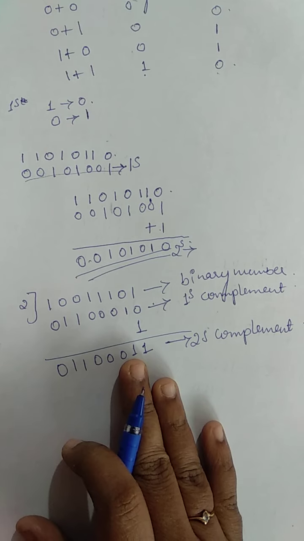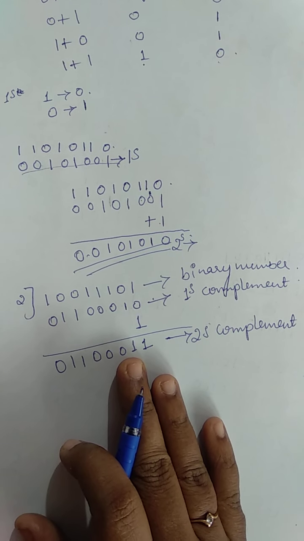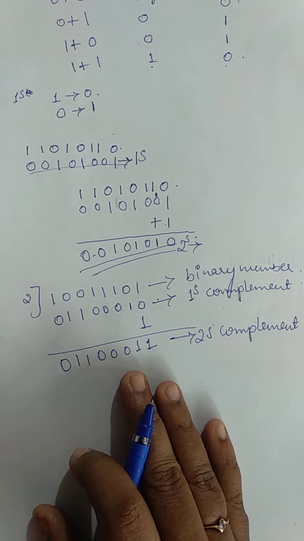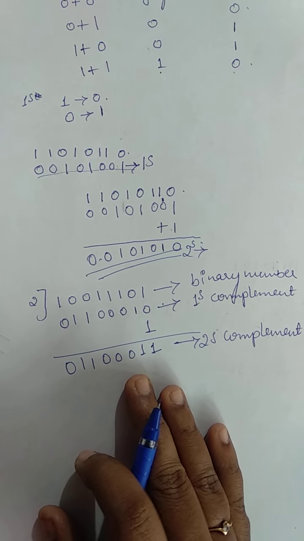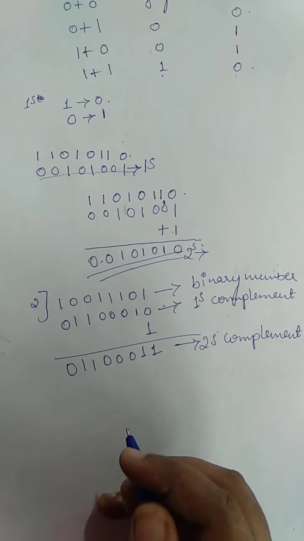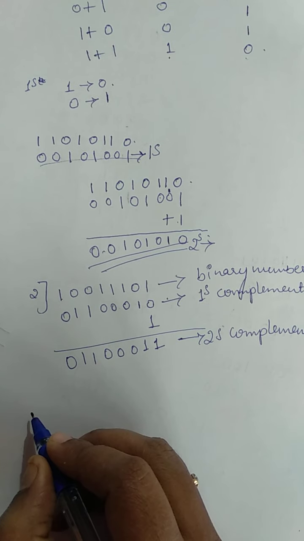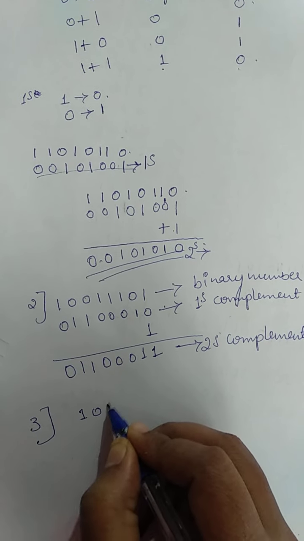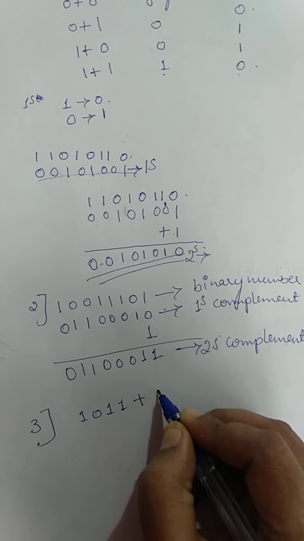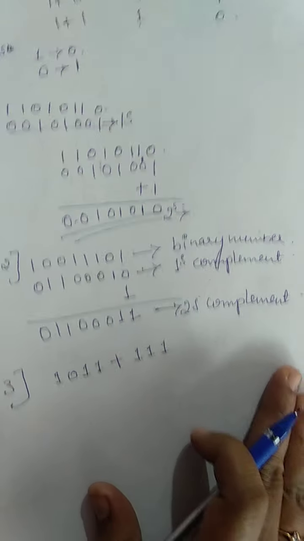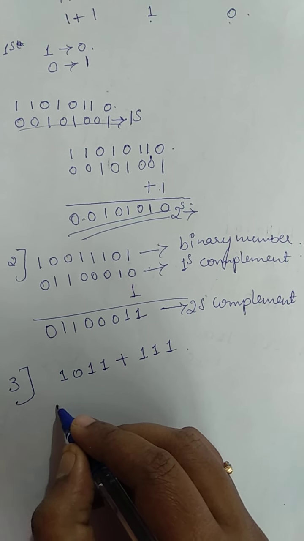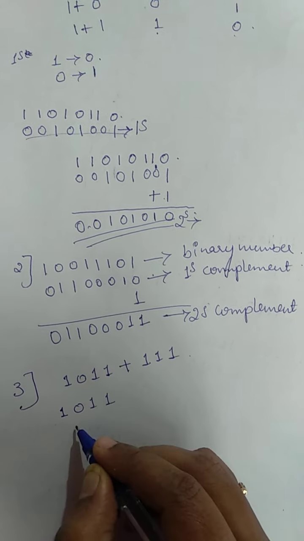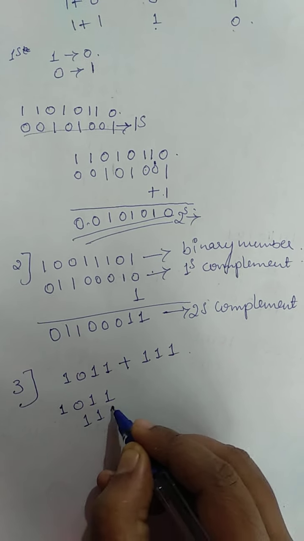Next we'll solve the addition of binary numbers. Then we'll see how we get the decimal equivalent. For that, they may give a question like this: 1 0 1 1 and 0 1 1 1.